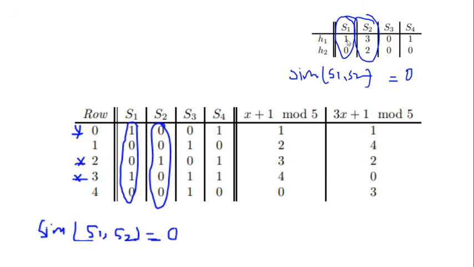Again, let's go for S1 and S2. We can see for the signature that none of the values agree, H1 doesn't agree, nor does H2, so the similarity of S1 and S2 is 0. However, you can see over here that Jaccard similarity is actually 0 too, because there's no row where there's one in S1 and S2 both.